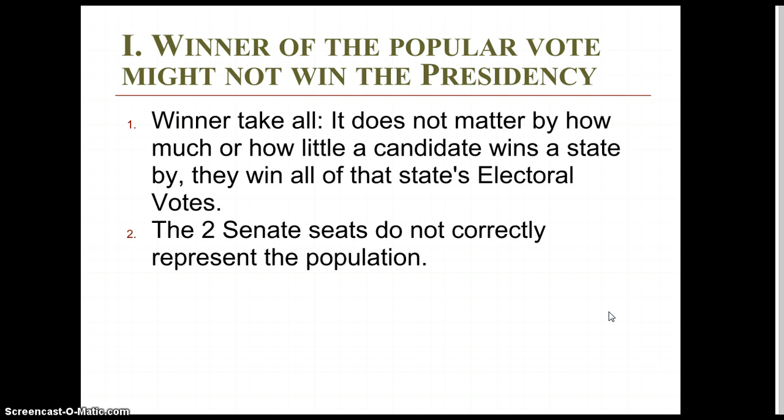15 is the answer. If that were proportional, Iowa would have 15 Electoral College votes and Washington, D.C. would have 3. Obviously, Iowa has 6, not 15. So those 2 Senate states do not correctly represent the population. And of course, if you compared California to Washington, D.C., the disparity would be even larger.